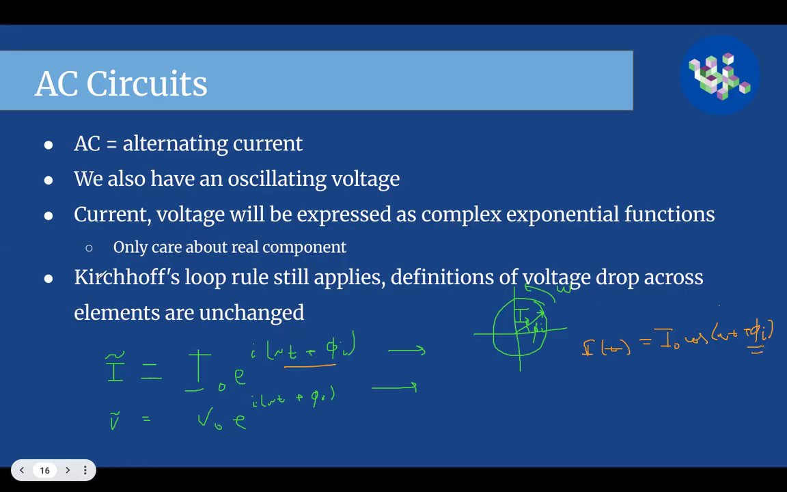All right, so for AC circuits, we still have Kirchhoff's loop rule, and the definitions of voltage drop across the elements are unchanged. For example, we still have the voltage across a resistor equal to the current on the resistor times the resistance, IR. We also have, for example, VL equals L I dot, and VC equals Q over C. So Kirchhoff's loop rule and how you define voltage drop across the elements is unchanged even when we're looking at AC circuits.